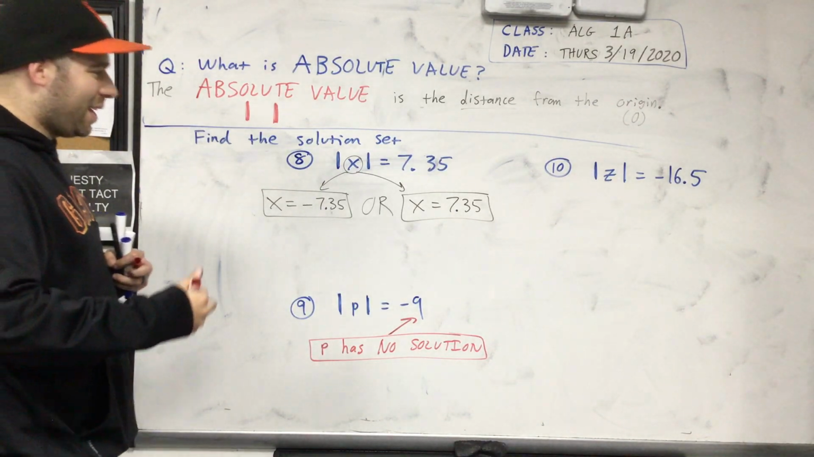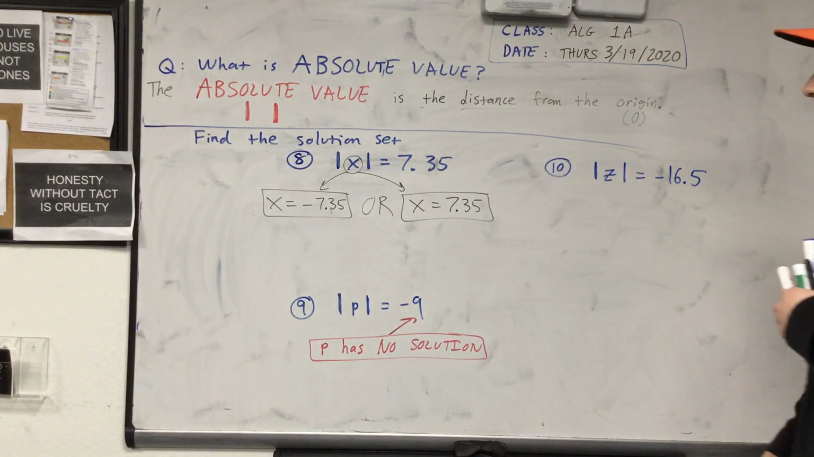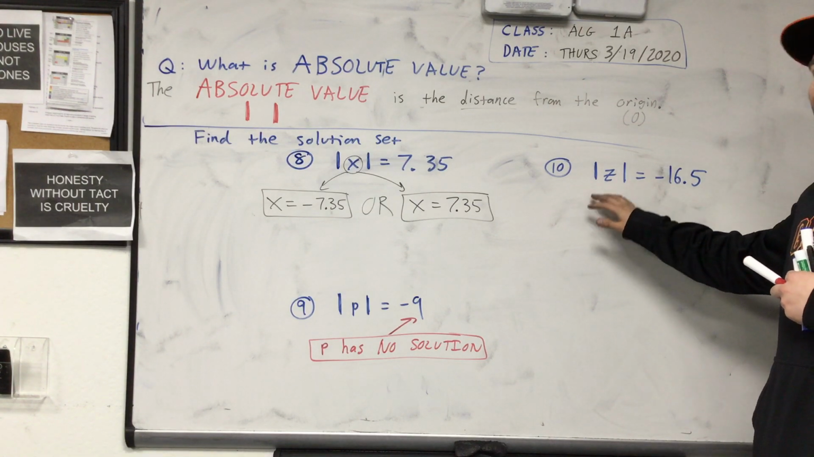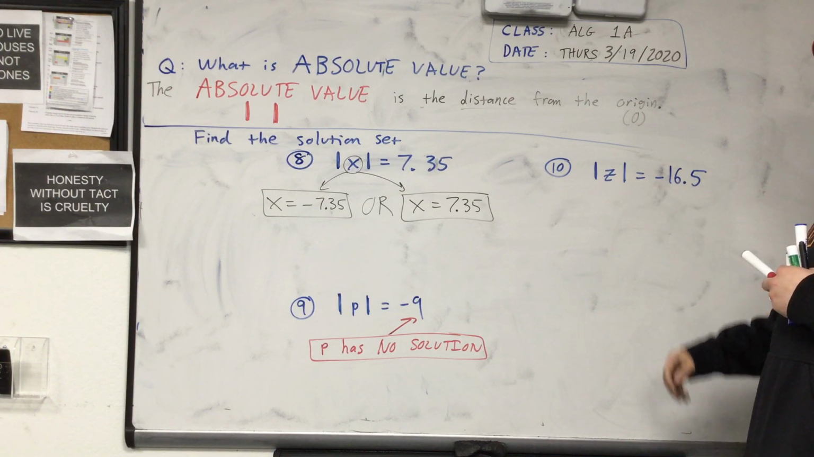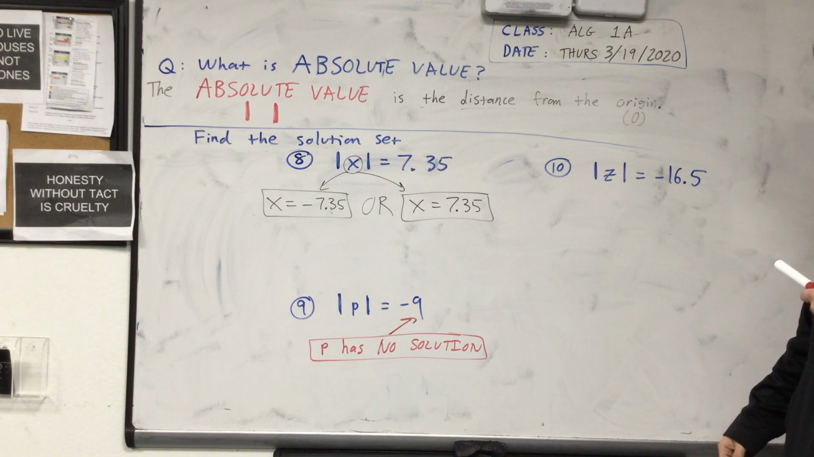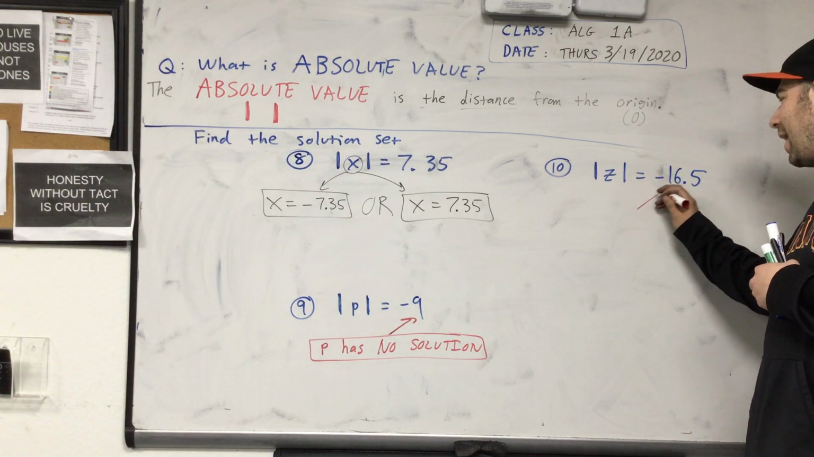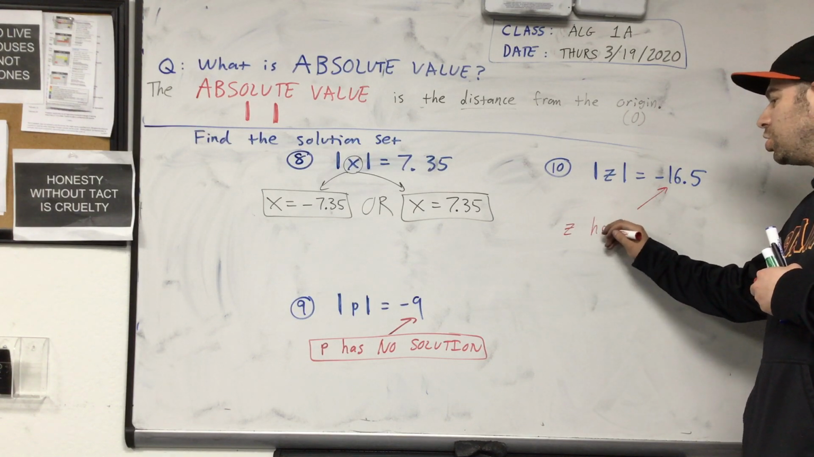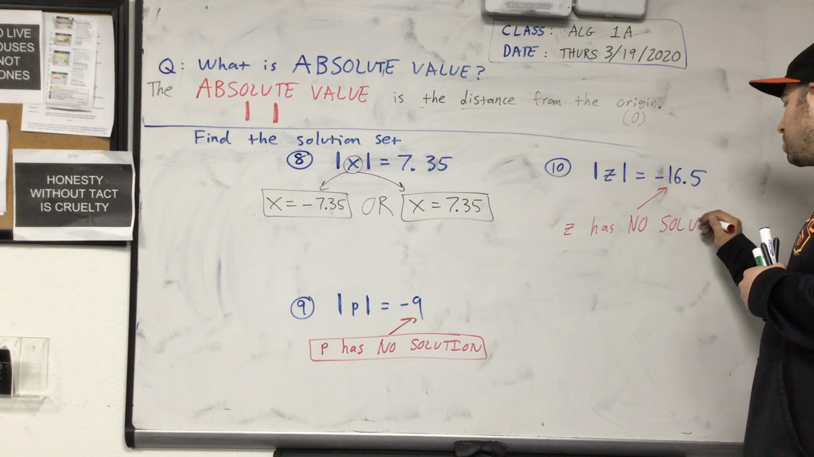Let's take a look at number 10. The absolute value of Z is -16.5. Are the bars isolated? Yes, we've got bars. Is the output positive or negative? Oh, and it's negative. So if the bars are isolated and the output is negative, that means that the variable has no solution. Z has no solution.